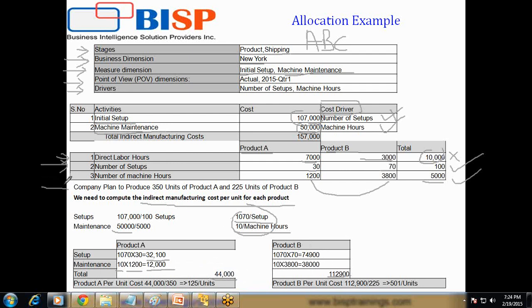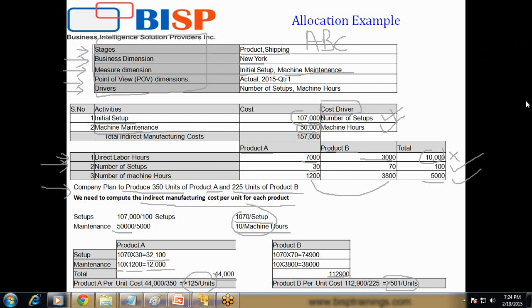The requirement over here, the business would like to calculate, the company plans to produce 350 units of product A and 225 units of product B. I got a total cost. So in order to find the unit cost, I divide by 350. So 44,000 divided by 350, I got 125 per unit cost for product A and 50 per unit for product B. The important parameter to pay attention to over here, when I map with my HPCM, these are the dimensions we needed.